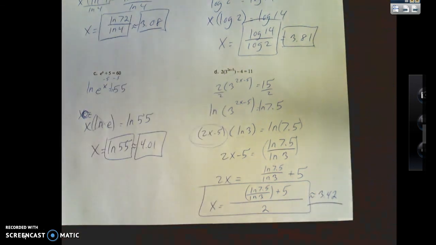So, a lot there, but we're going to get lots of practice with this because you literally just do the same thing every time. And again, once you get the hang of it, it's actually a really simple way to solve.